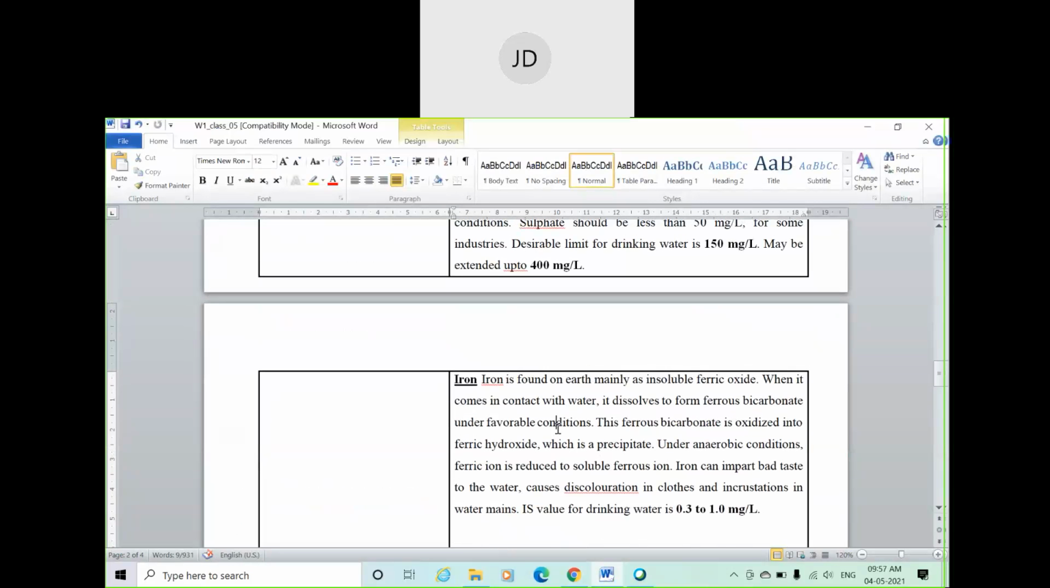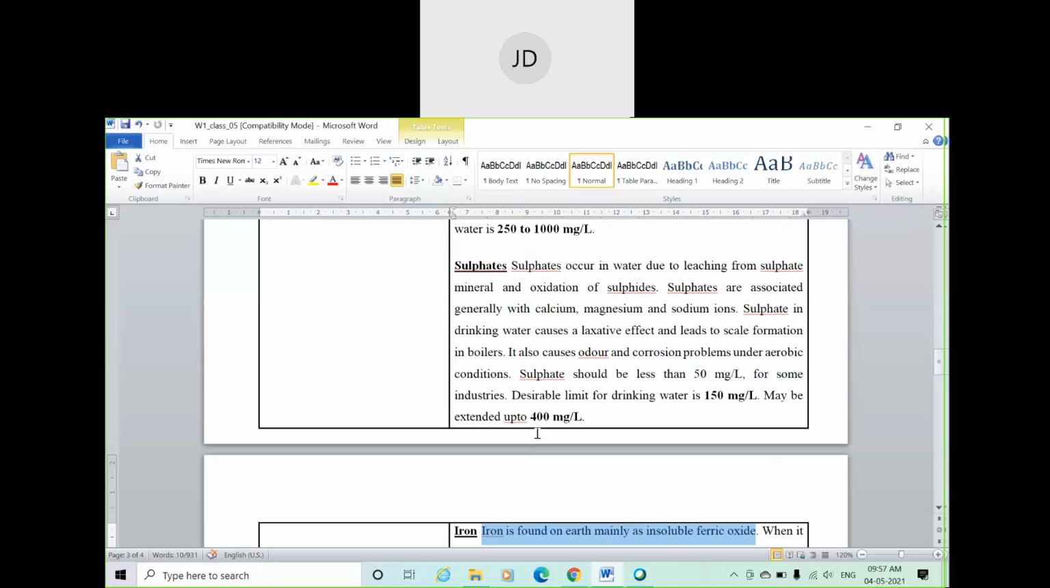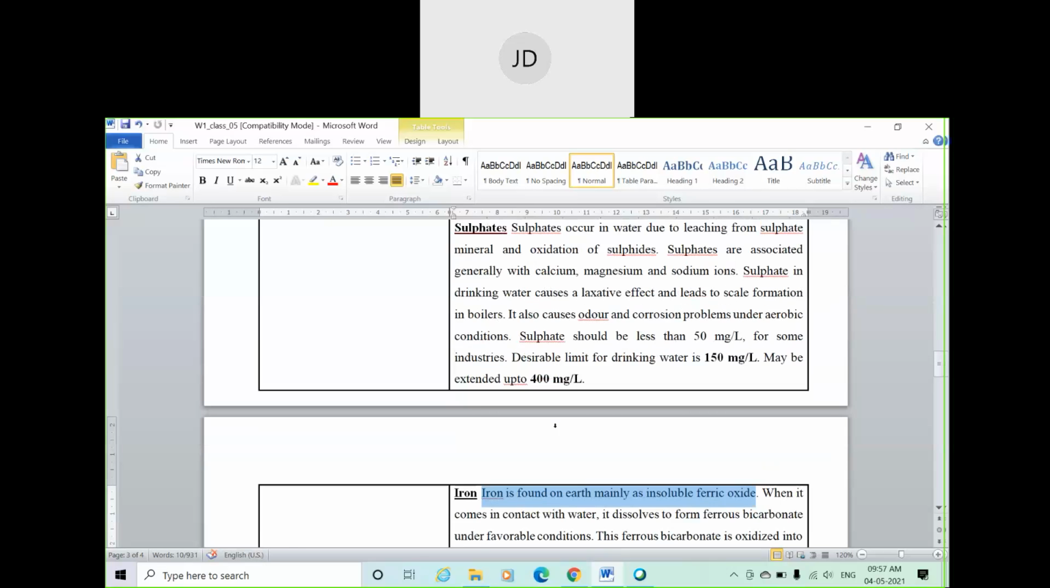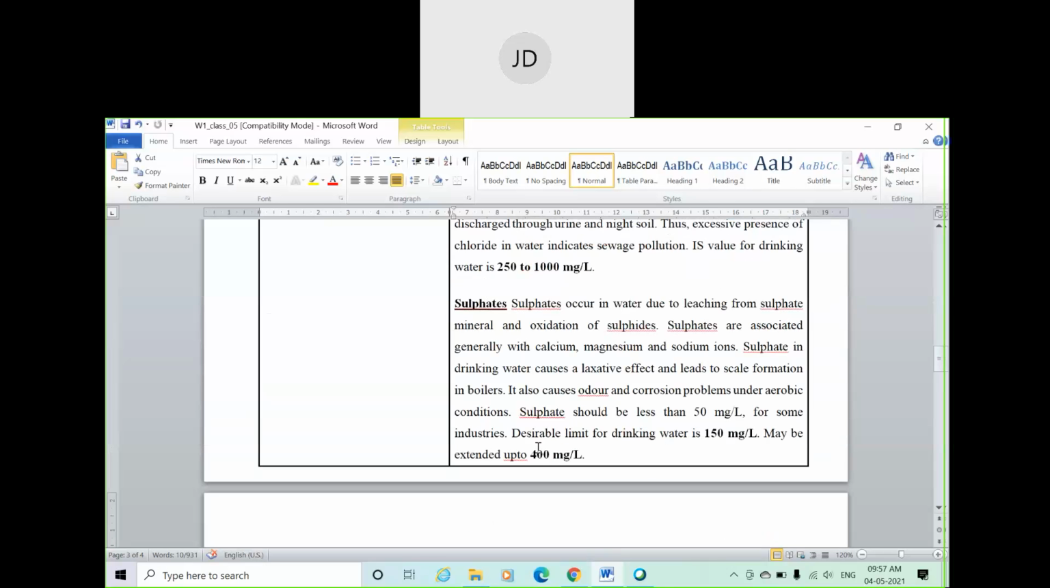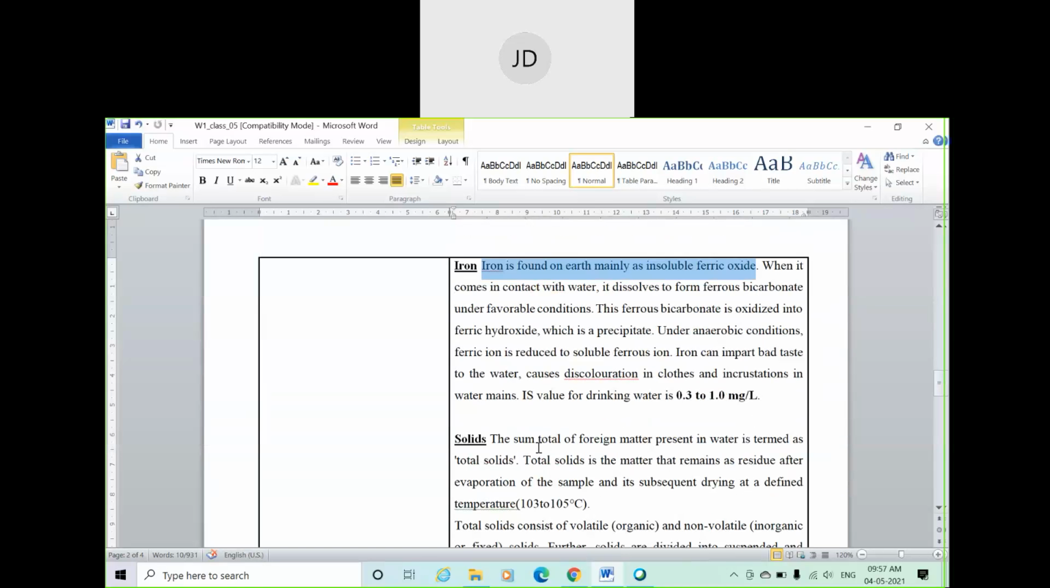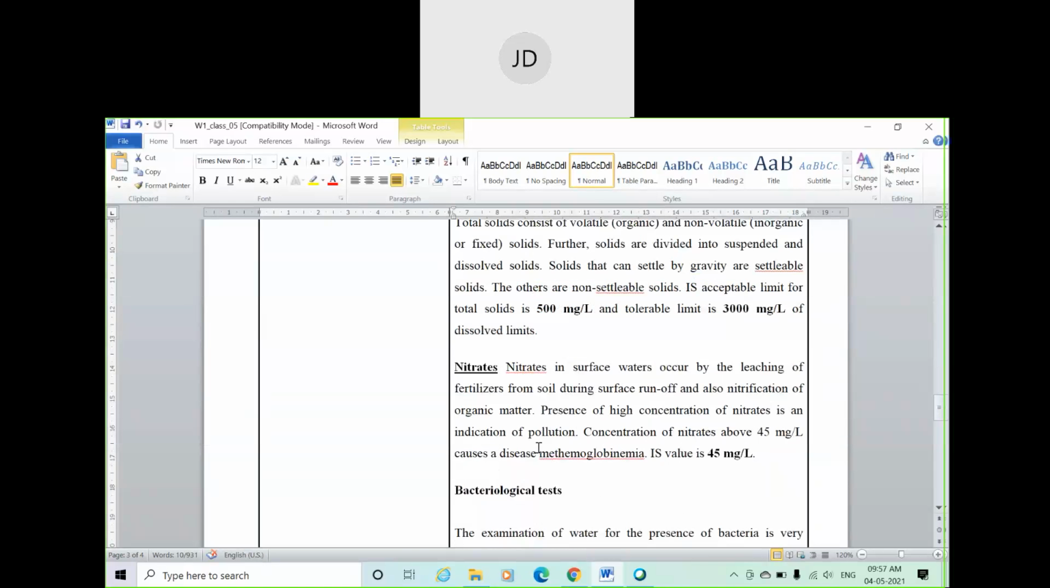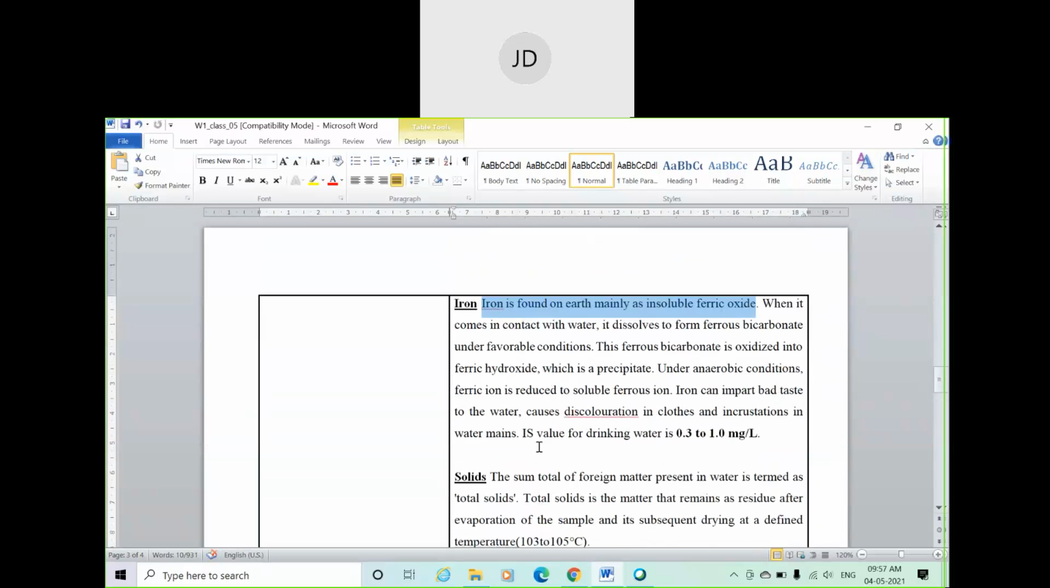Similarly, iron I already told you about. Basically it comes from ferric oxide, and it all comes actually from soil. When water comes in contact with soil, minerals from the soil come into the water, like iron, sulfates, chlorides, different solids, and nitrates.